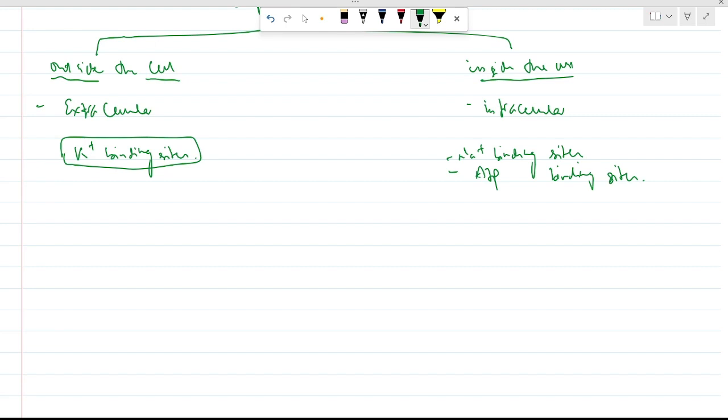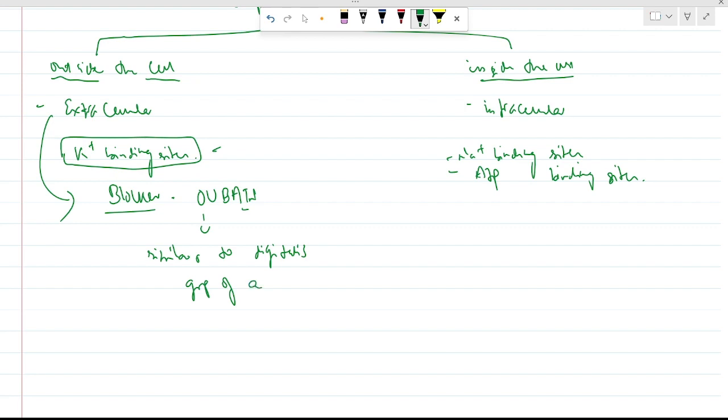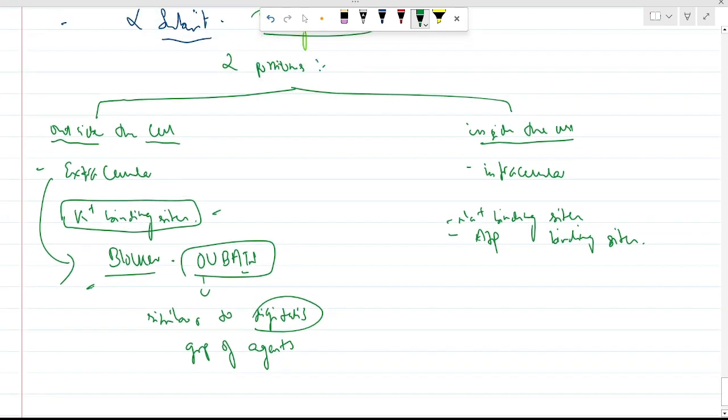The extracellular side has potassium binding sites. This extracellular domain has a blocker called Ouabain. This extracellular binding site has a blocker, Ouabain. This is similar to the digitalis group of agents. Ouabain is a blocker of the extracellular part of the alpha subunit, the K+ binding sites, similar to the digitalis group of agents. Inside the cell, intracellular, we have sodium binding sites and ATP binding sites.